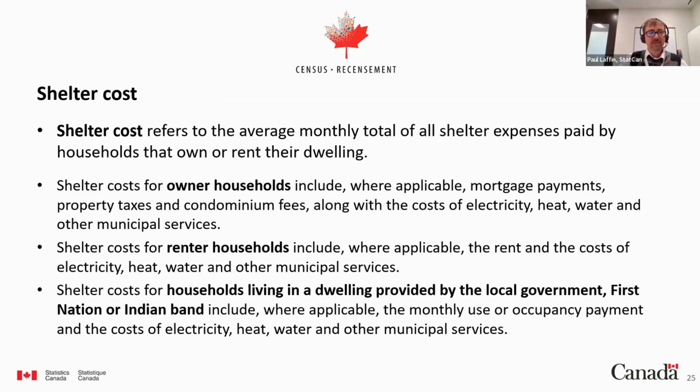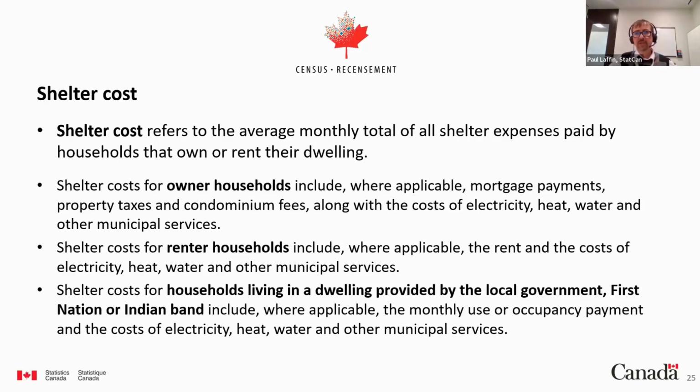So shelter cost, we capture this data as well. This refers to the average monthly total of all shelter expenses paid by a household that owns or rents the dwelling. And for owned households, this may include things like mortgage payments, property taxes, condo fees, also other utility costs such as electricity, heat, water, and other municipal services. For rented households, this would include the rent and the cost of the electricity, heat, water, and other municipal services that may be paid if they are paid separately.